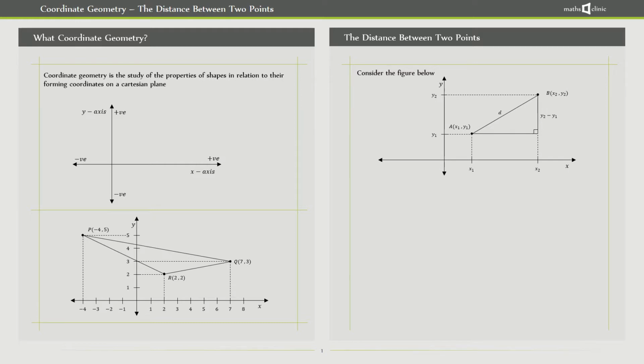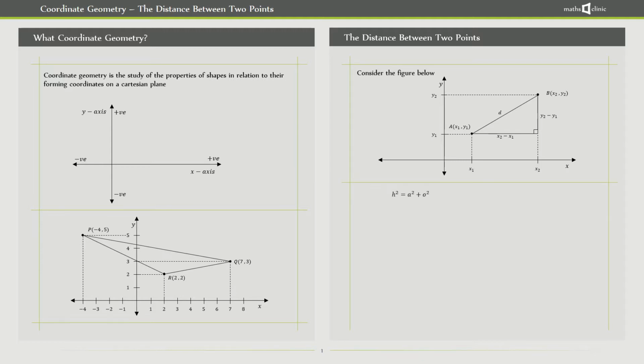Let's go back and look at the base of this triangle, the horizontal length. It's between x1 and x2, so it's x2 minus x1. So how do we relate what we have here? How do we find D in terms of y2, y1, x2 and x1?